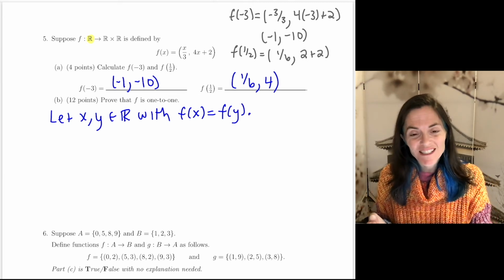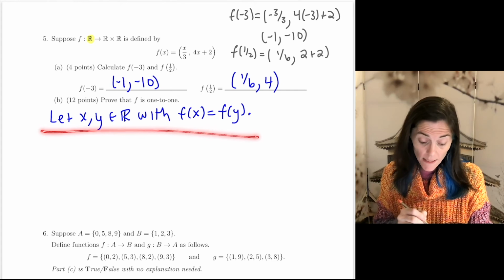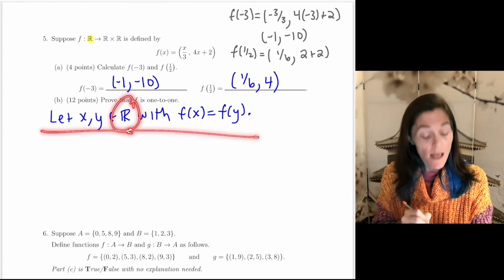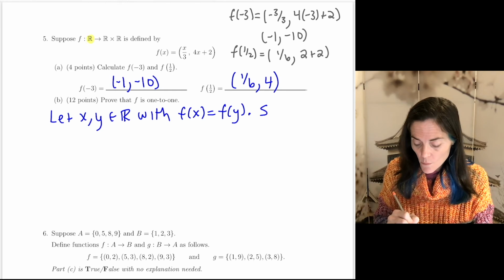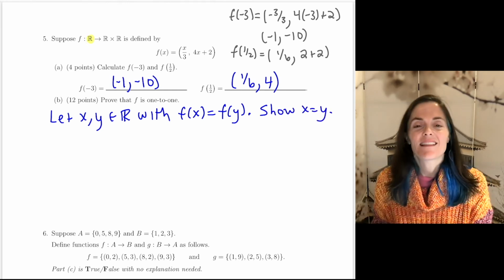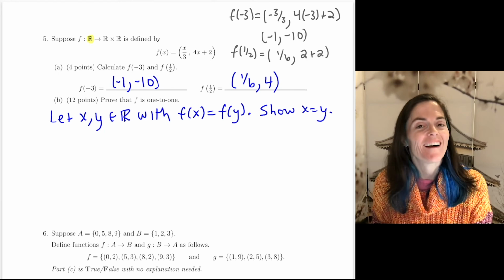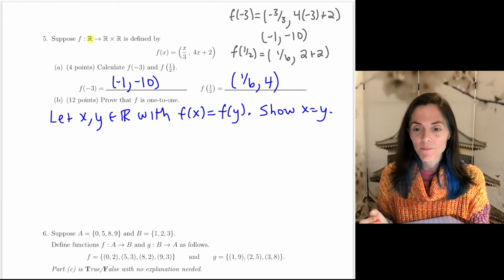To prove a function is 1-to-1, this should be your first sentence, except put in whatever your domain is. Let x, y in R with f of x equals f of y. And then we want to show, in fact, that x equals y. This is how we structure a proof of a function being 1-to-1.